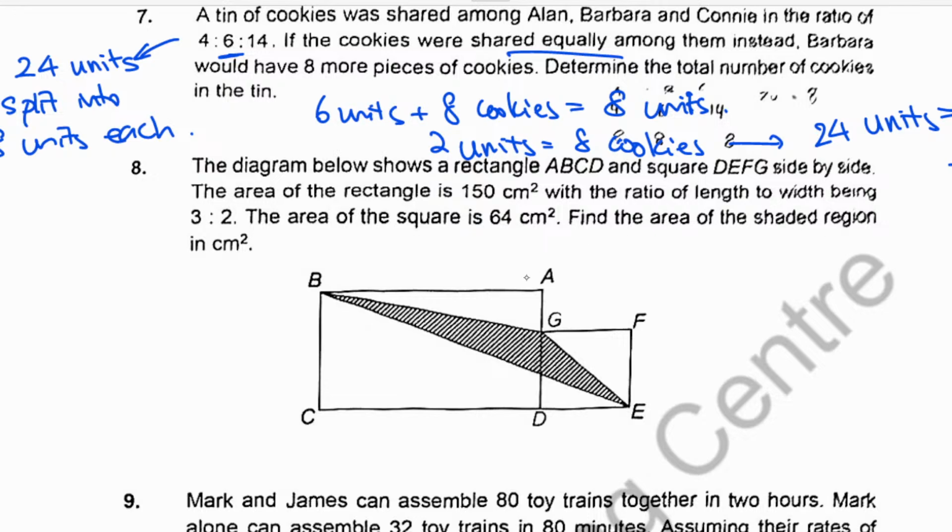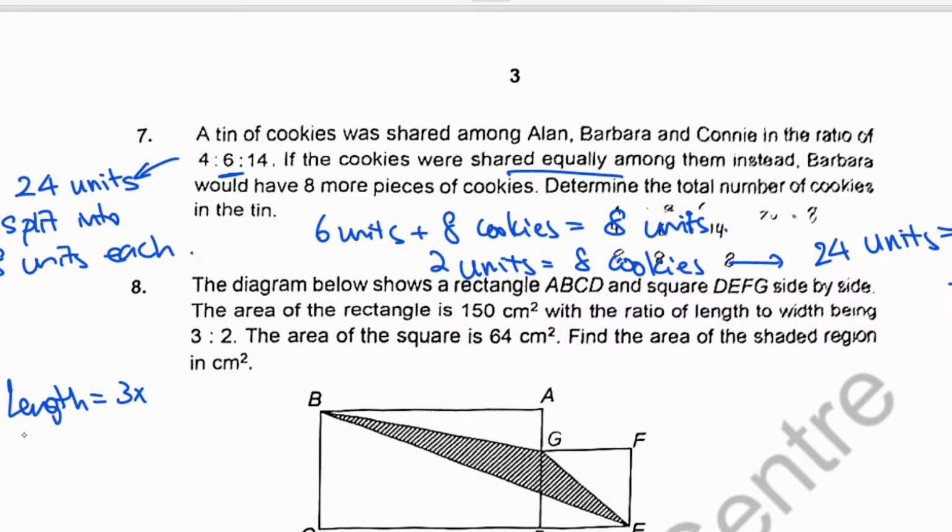Question 8. The diagram shows rectangle ABCD and square DEFG. The area of the rectangle is 150 with the length to width being 3 to 2. So let's find out the dimensions of the rectangle. If your length is equal to 3x and your width is equal to 2x, then what we will have is 6x squared is 150.